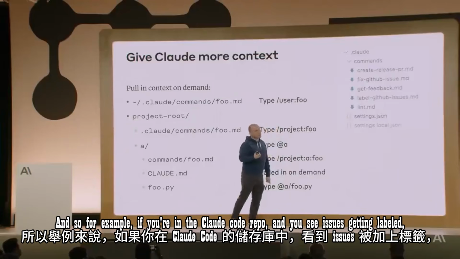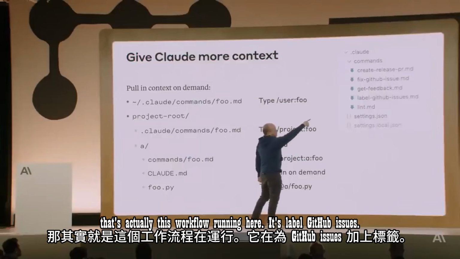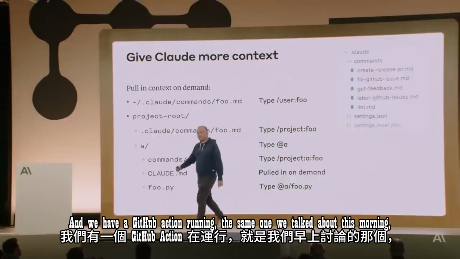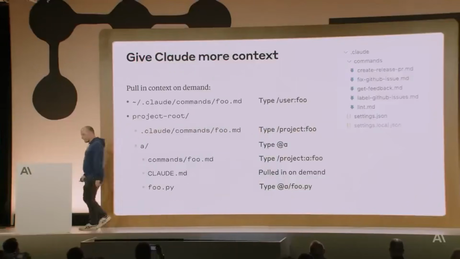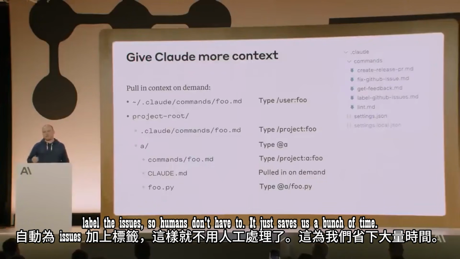And so for example, if you're in the Claude Code repo, and you see issues getting labeled, that's actually this workflow running here. It's labeled GitHub Issues. And we have a GitHub action running, the same one we talked about this morning, where Claude Code will run this command, and it's just a slash command. It'll run, and it'll label the issues, so humans don't have to. It just saves us a bunch of time.